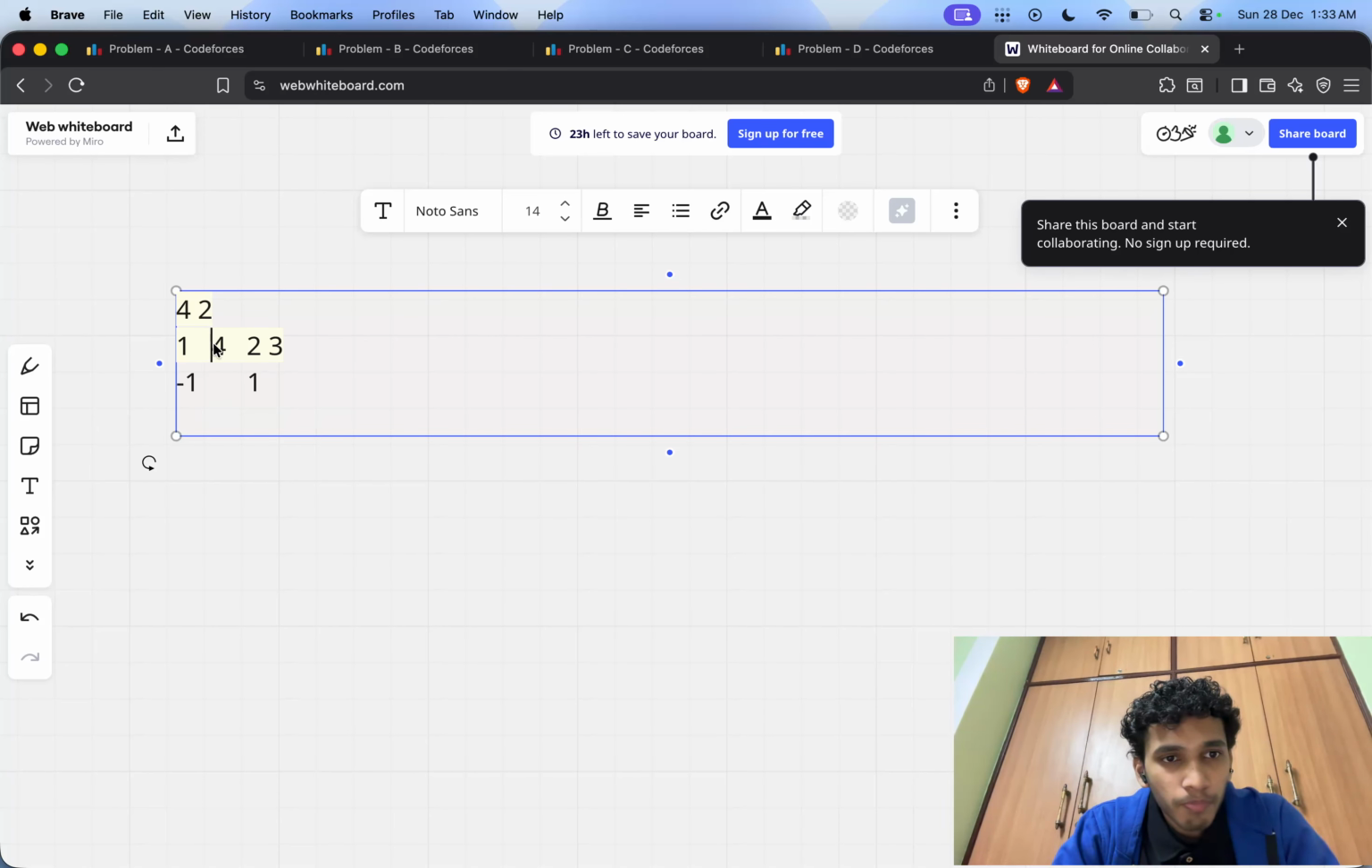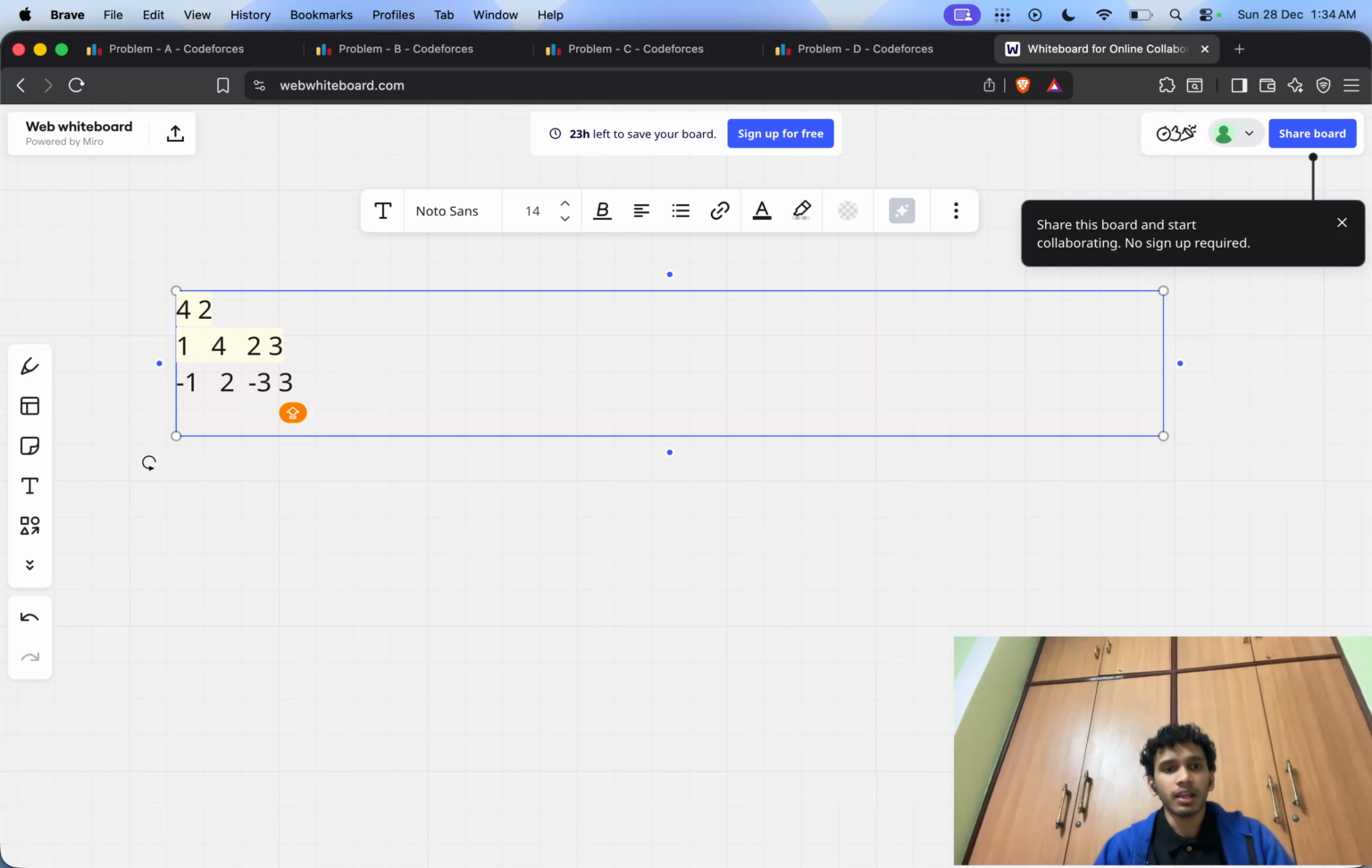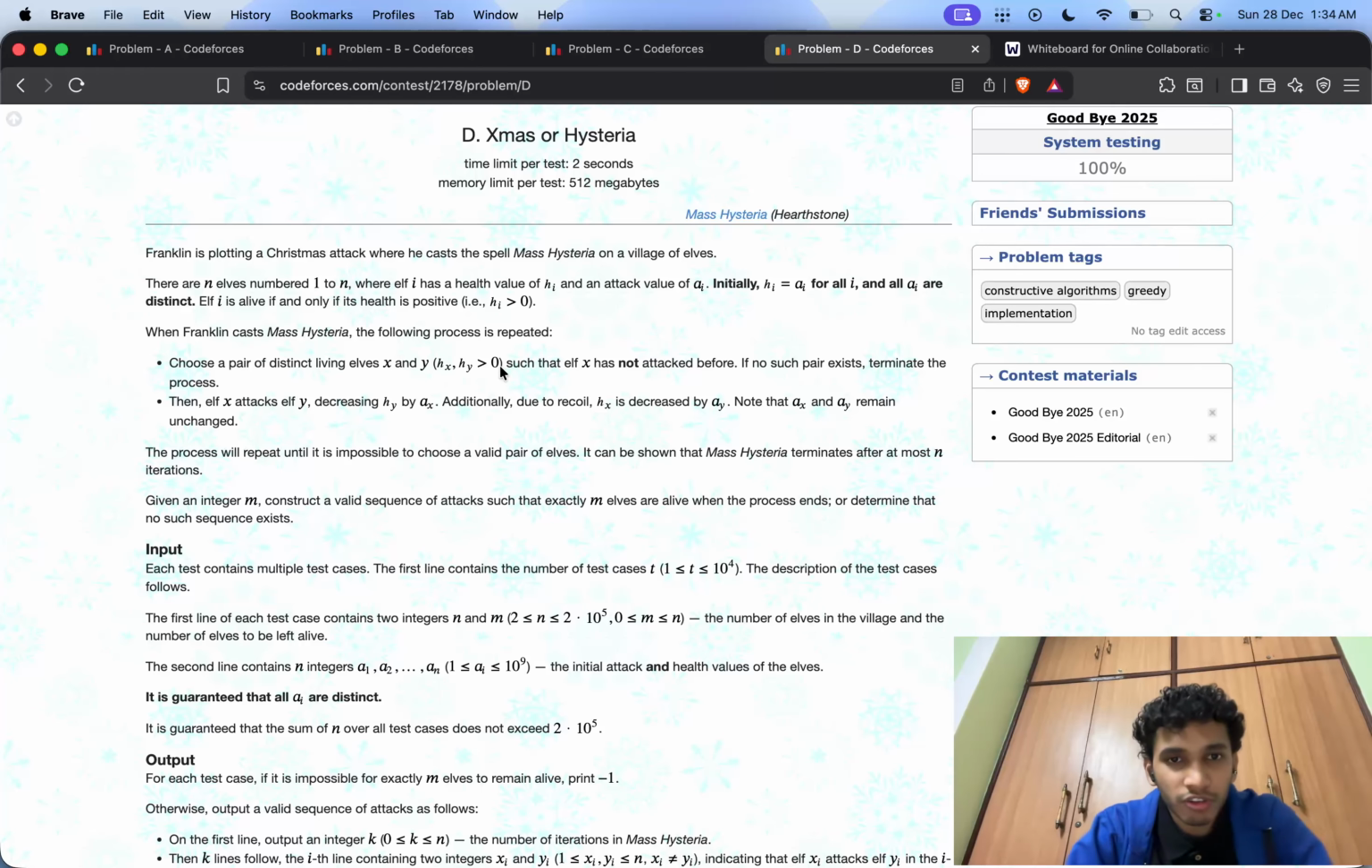Now, maybe we can say 4 to attack 2. But what will happen after this? 4 has already attacked, and 4's health will go to 2, and 3's health 2 will be dead with health value -3, and 3 will have health 3. Now 3 has not attacked till now. We have 2 surviving elements, but 3 has not attacked till now. That is what our question asks.